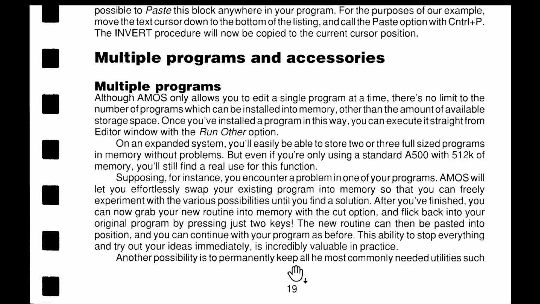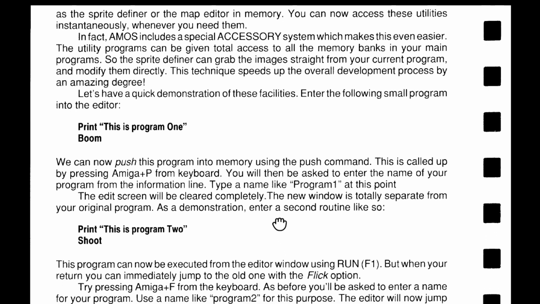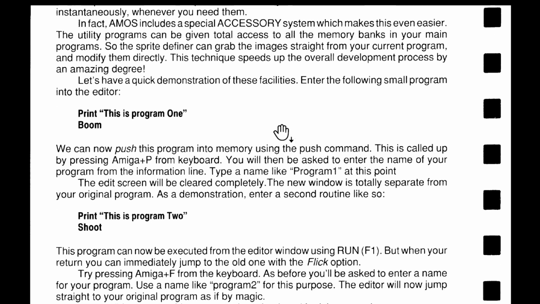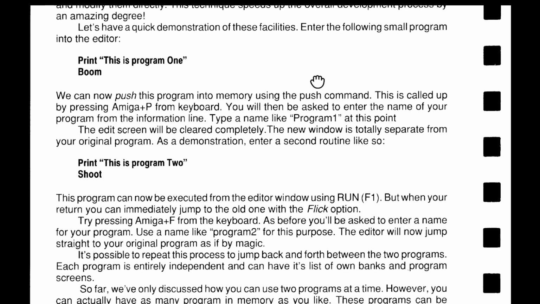Another possibility is to permanently keep all the most commonly needed utilities, such as the sprite definer or the map editor, in memory. You can now access these utilities instantaneously, whenever you need them. In fact, AMOS includes a special accessory system which makes this even easier. The utility programs can be given total access to all the memory banks in your main programs. So the sprite definer can grab the images straight from your current program and modify them directly. This technique speeds up the overall development process by an amazing degree.